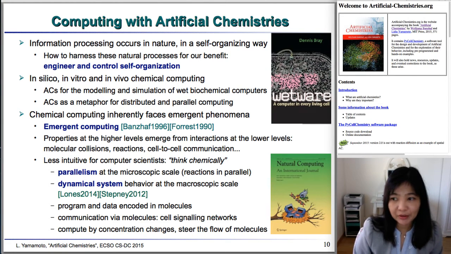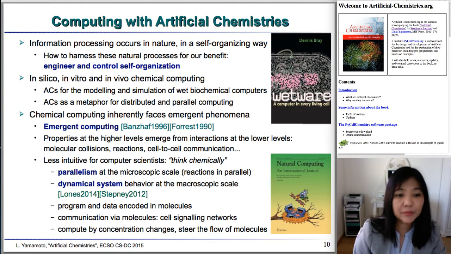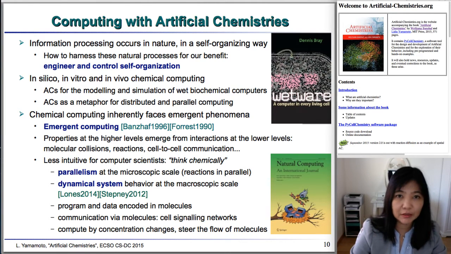Computing with artificial chemistries is a form of emergent computing. So we have to take into account how the properties at high levels emerge from lower levels, like how molecular collisions at the microscopic scale can impact the dynamics of the system at the macroscopic scale. There is no way around this emergent and self-organizing aspect in chemical computing.